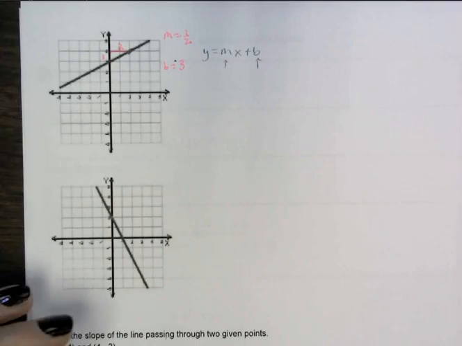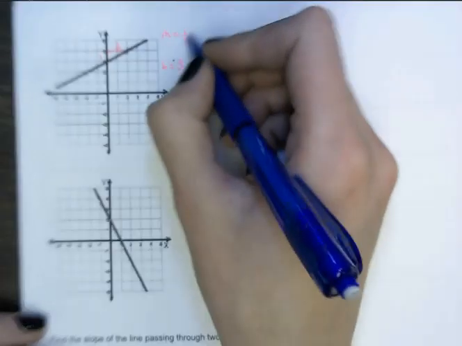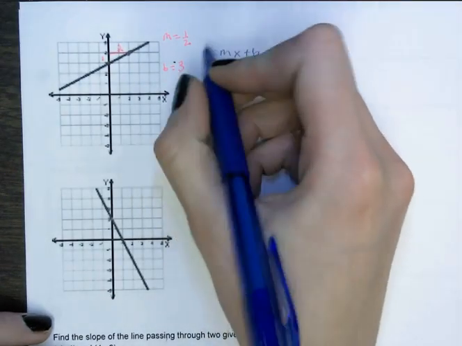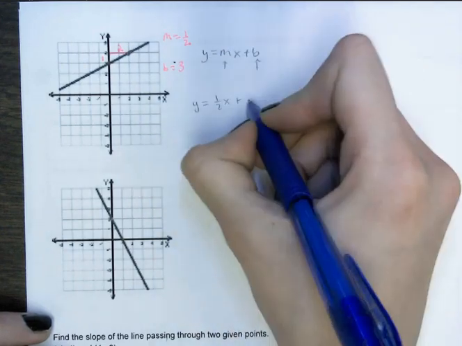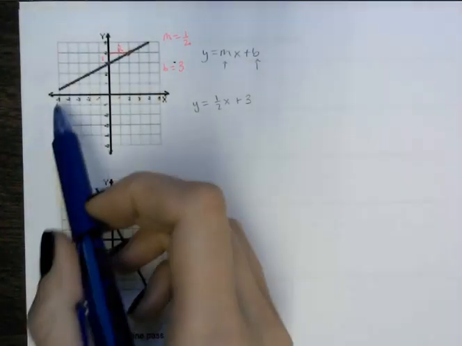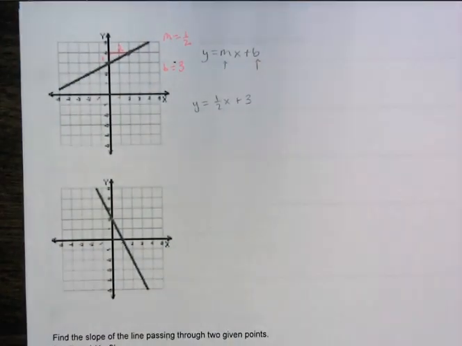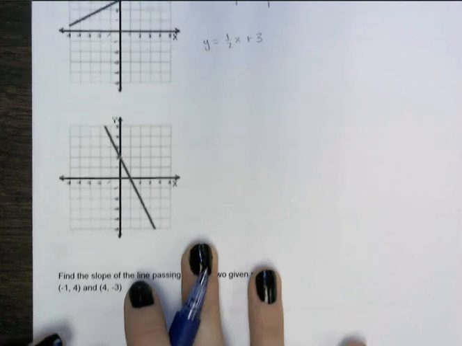So now this next part is super easy. I just plug these two numbers in. Y equals my m is 1/2, x plus my b is 3. So that is the equation of this line in slope-intercept form. I'm going to do the same thing on number 2 here.